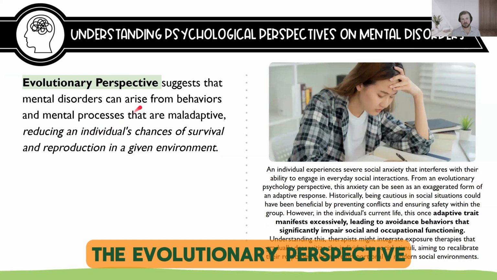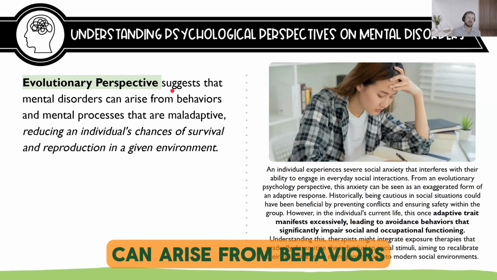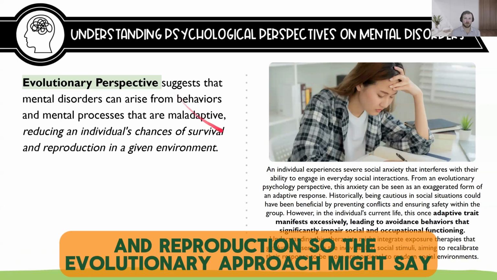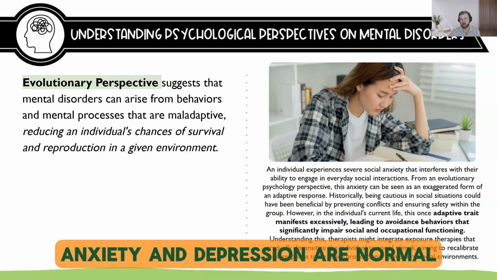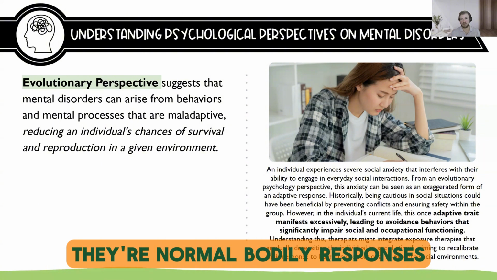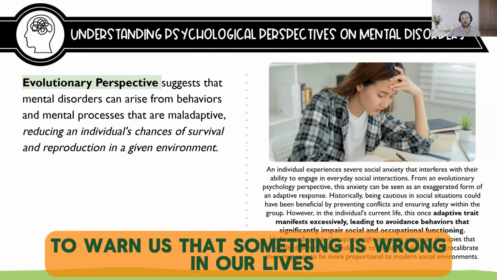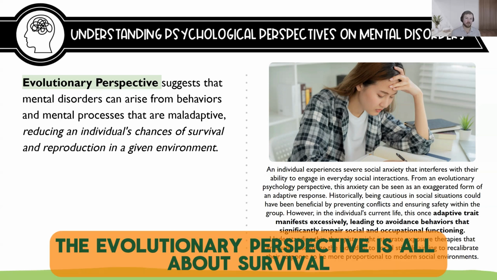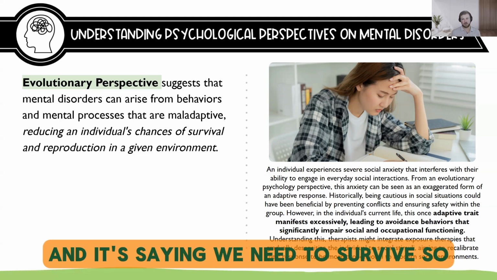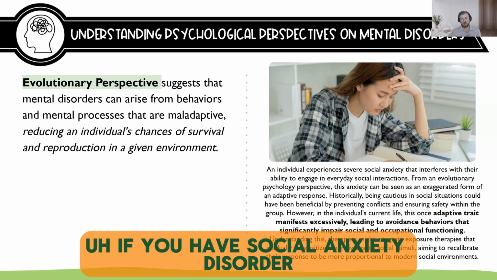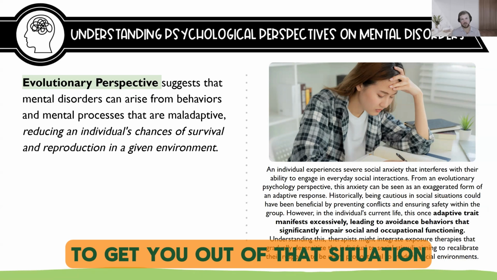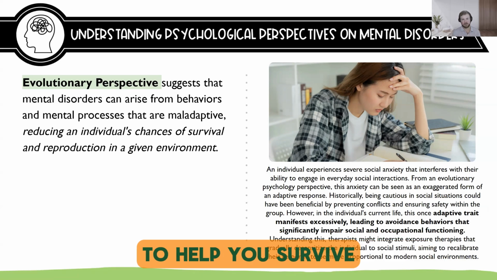The evolutionary perspective suggests that mental disorders can arise from behaviors and mental processes that are maladaptive, reducing individuals' chances of survival and reproduction. So the evolutionary approach might say anxiety and depression are normal bodily responses to warn us that something is wrong in our lives and that we need to change. The evolutionary perspective is all about survival. So if you have social anxiety disorder, maybe that is a warning from your body to get you out of that situation to help you survive.